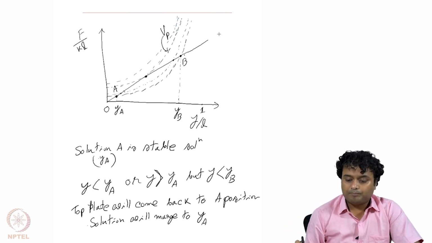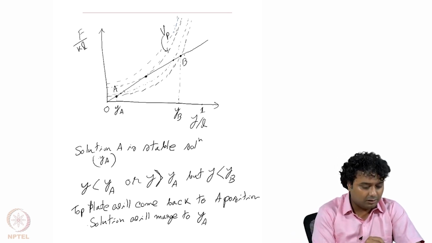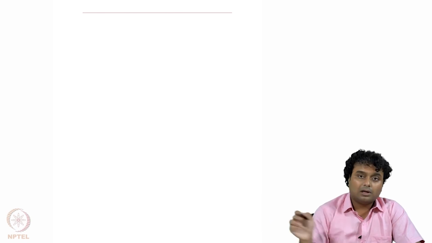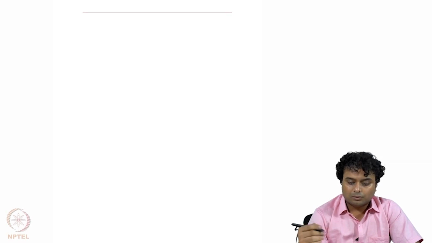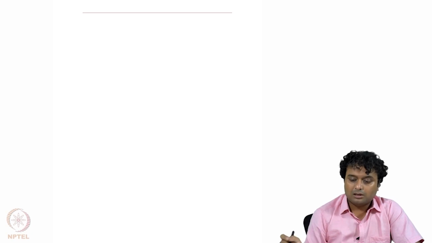Okay, now we will see this stability condition mathematically, and then we will try to derive the expression for pull in voltage as well as the minimum gap which it can deflect without actually snapping on the substrate.